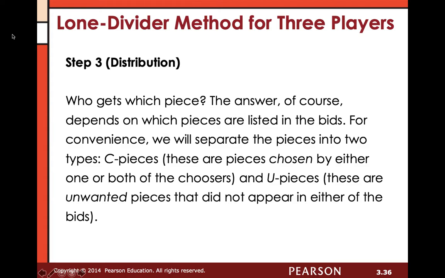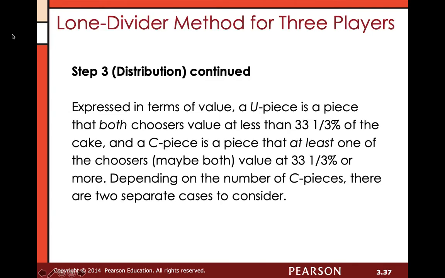Step number 3, the distribution. Who gets which piece? The answer, of course, depends on what pieces are listed in the bids. For convenience, we're going to separate the pieces into 2 types: C pieces, which are the pieces chosen by either one of the 2 choosers, and U pieces, which represent the unwanted pieces that didn't appear on either of the bids. Expressed in terms of value, a U piece is a piece that both choosers value at less than 33 1/3% of the cake. And a C piece is a piece that at least one of the choosers, or maybe both, value at 33 1/3% or more.